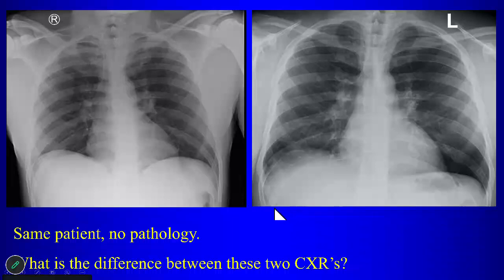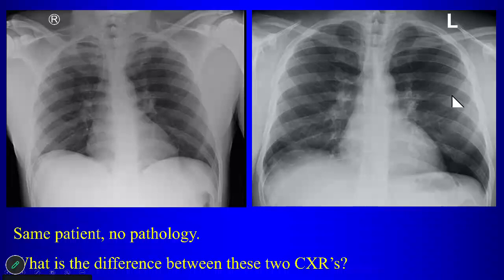This is the same patient, no pathology. Comparing the two radiographs, what is different? Which is AP, which is PA? Based on the scapula, we'll say the one on the left is AP. Yeah, so the scapula are your best clue. You see that the scapula are overlying the lung fields here, and then here the scapula are rotated away.